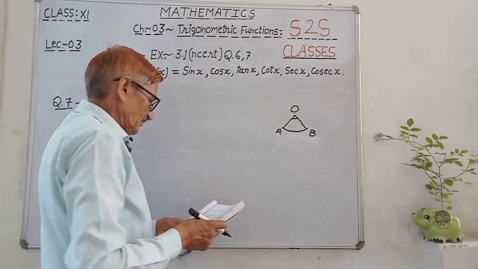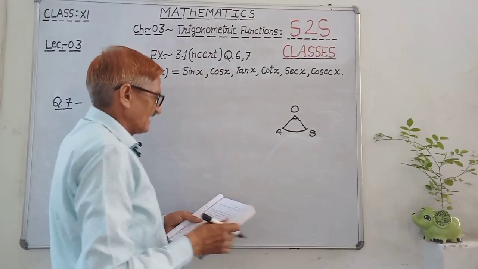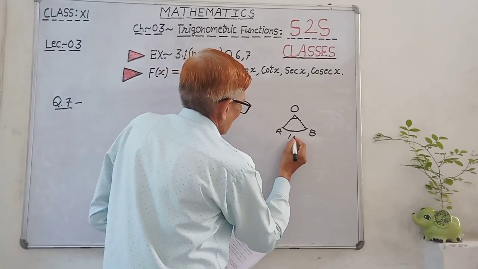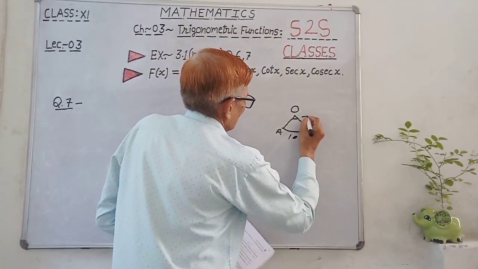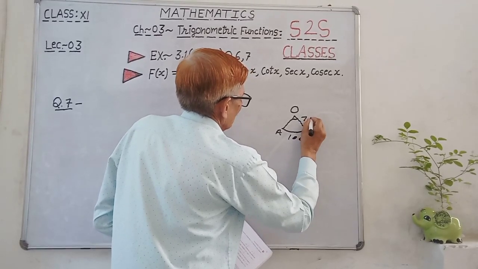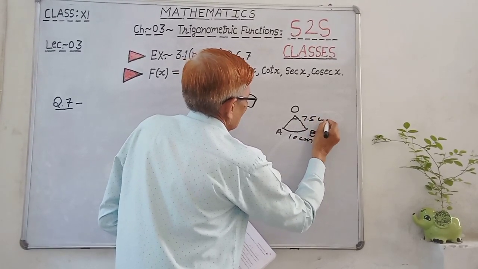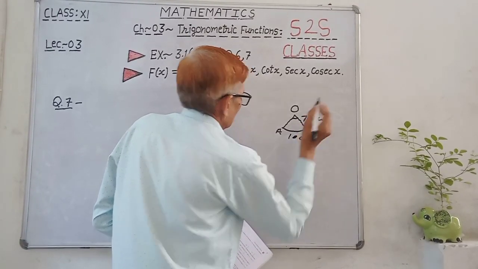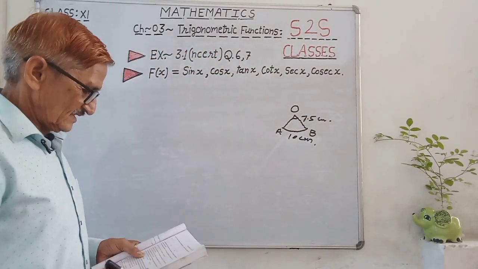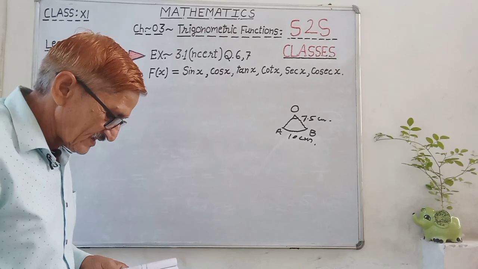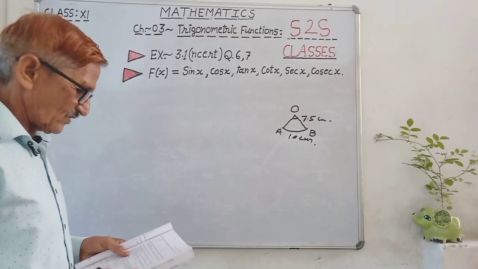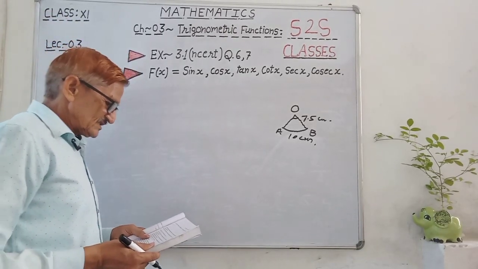Saying that the tip describes an arc of length 10 centimeter. This is 10 centimeter given. And the given length of the pendulum is 7.5 centimeter. This 7.5 centimeter is the length.